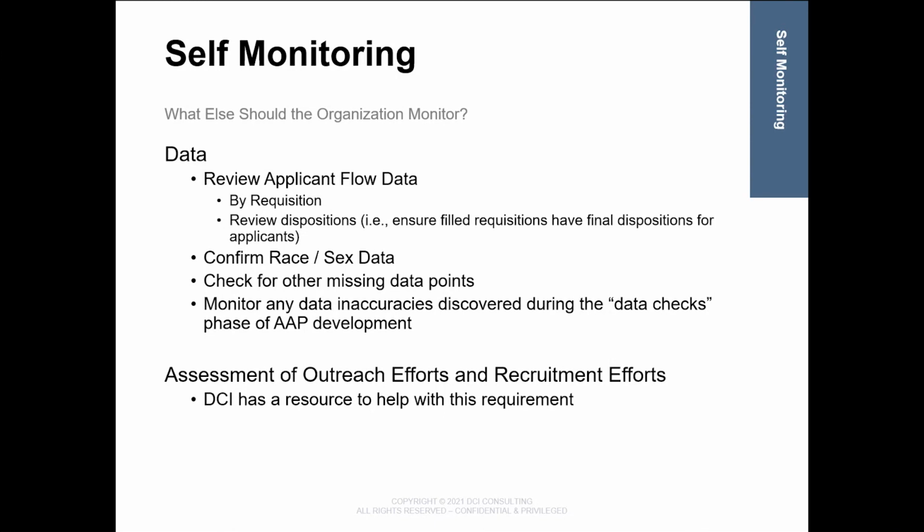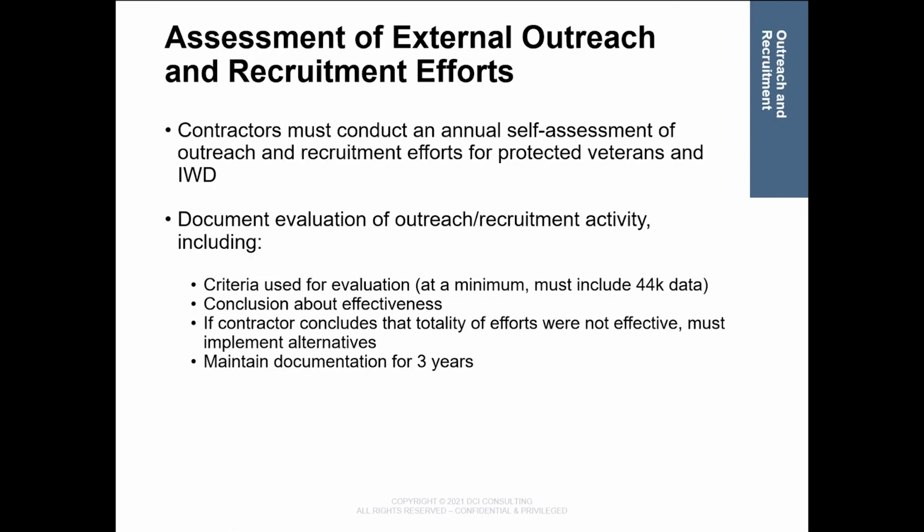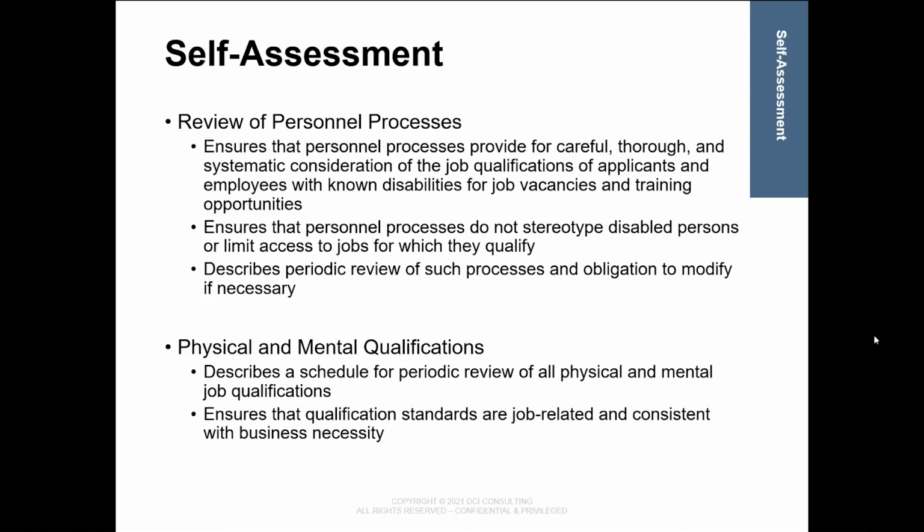Additionally, you should monitor and assess the current outreach and recruitment efforts the organization engages in. DCI has a nifty resource to help with this requirement. Reach out to your consultant for more information. The assessment of external outreach and recruitment efforts is essential and required. Contractors must conduct an annual self assessment of outreach and recruitment efforts for protected veterans and individuals with disabilities. Contractors must also document evaluation of outreach and recruitment activity, including the criteria used for evaluation and the conclusion about its effectiveness. If your organization concludes that the totality of efforts were not effective, you must implement alternatives and maintain documentation for 3 years.